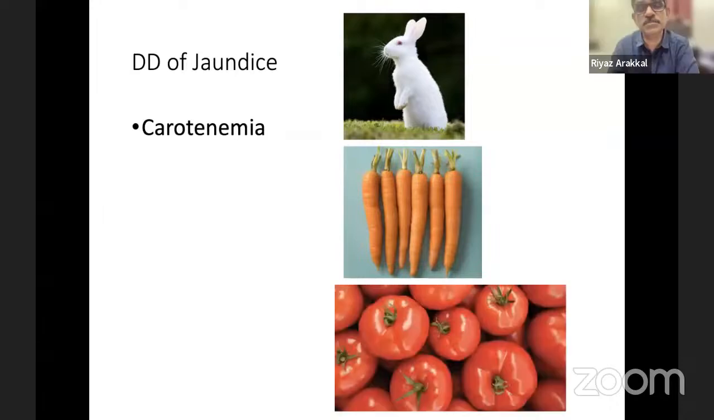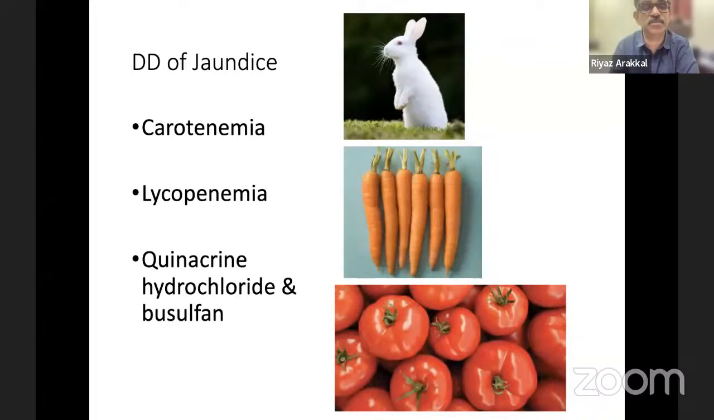Now, what is this? This is a tomato. What is the antioxidant present in tomato? Lycopene. So there's a condition very similar to carotenemia, which is called lycopenemia. Both carotenemia and lycopenemia may come in the differential diagnosis of jaundice. And of course, some drugs like quinacrine hydrochloride and busulfan also.